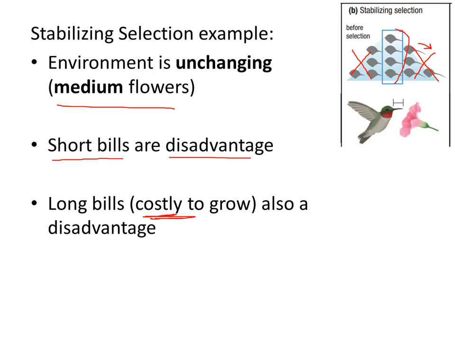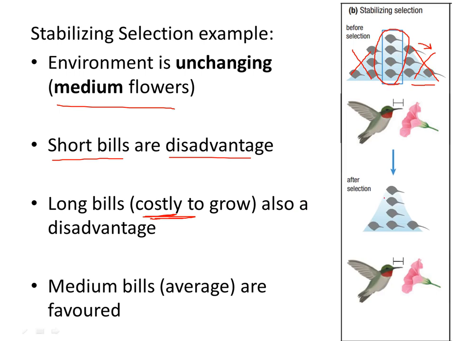So the ones in the middle here would have an advantage over both the ones that don't get enough food and the birds with longer bills that are spending too much energy building their bills. The medium average gets selected for, and then the population becomes more narrow around that particular average of bill length.